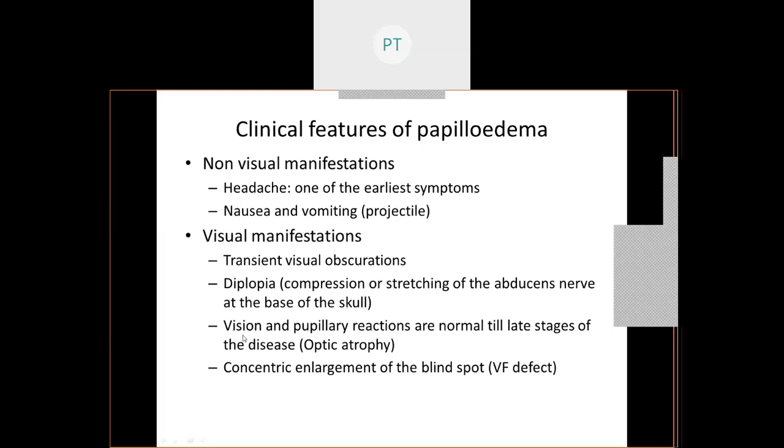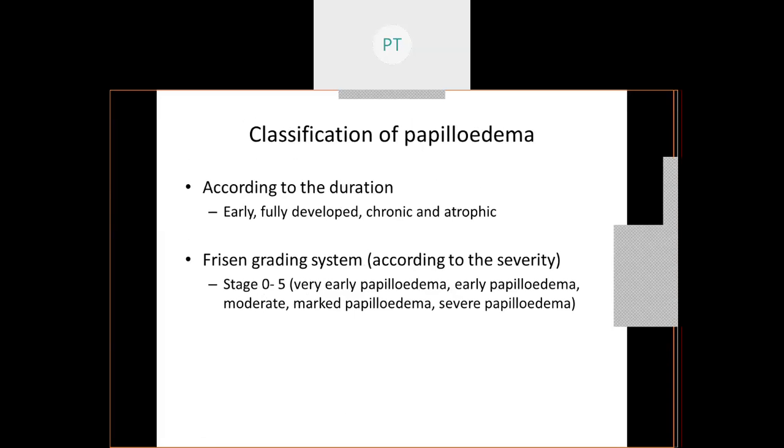Then you look at the vision, so vision and pupillary reactions are usually normal till the late stages of the disease, when optic atrophy sets in. And when you do a visual field, usually there's a concentric enlargement of the blind spot. Color vision in these cases is also preserved till later in papilledema. So you can differentiate it from the other cause, optic neuritis, as well.